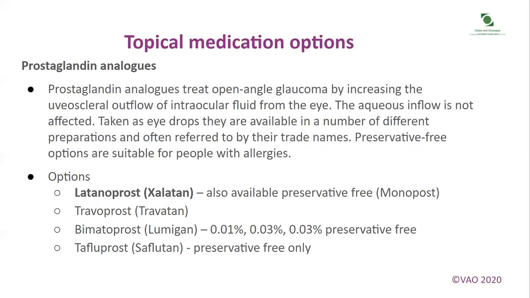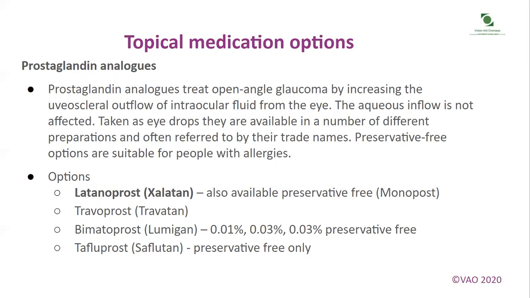Topical medication options. Prostaglandin analogues. Prostaglandin analogues treat open-angle glaucoma by increasing the uveoscleral outflow of intraocular fluid from the eye. The aqueous inflow is not affected. Taken as eye drops, they are available in a number of different preparations and often referred to by their trade names. Preservative-free options are suitable for people with allergies.